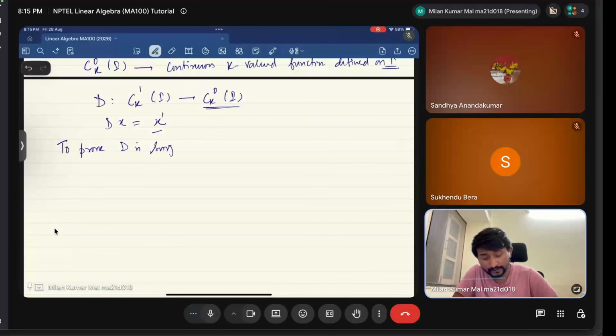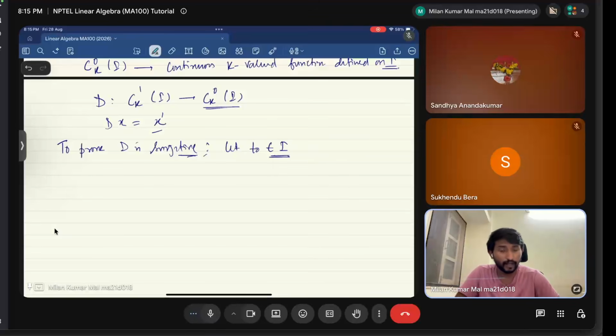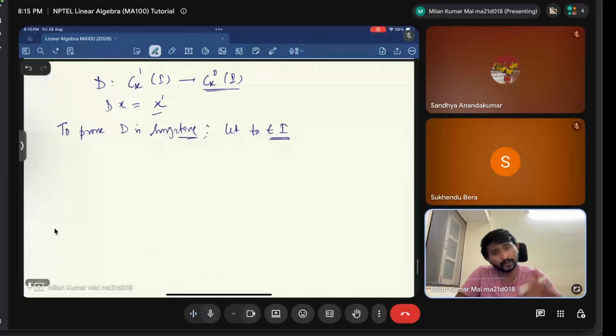So prove that D is surjective. Here let t naught be a fixed point coming from the interval I. I has more than one point, that's what is mentioned. T naught is one of the points, and there must be another point. Okay, I'm coming to that point.